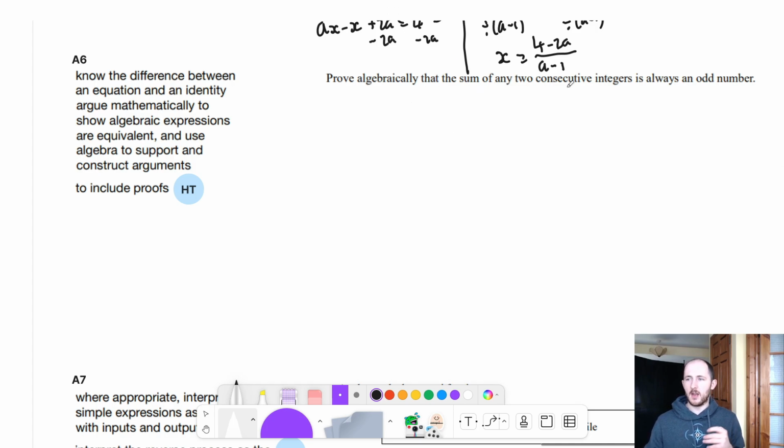So, how do I denote an integer? Well, I'm just going to use the letter n, right? If we have a number that we don't know, we just call it x or y or n or whatever.